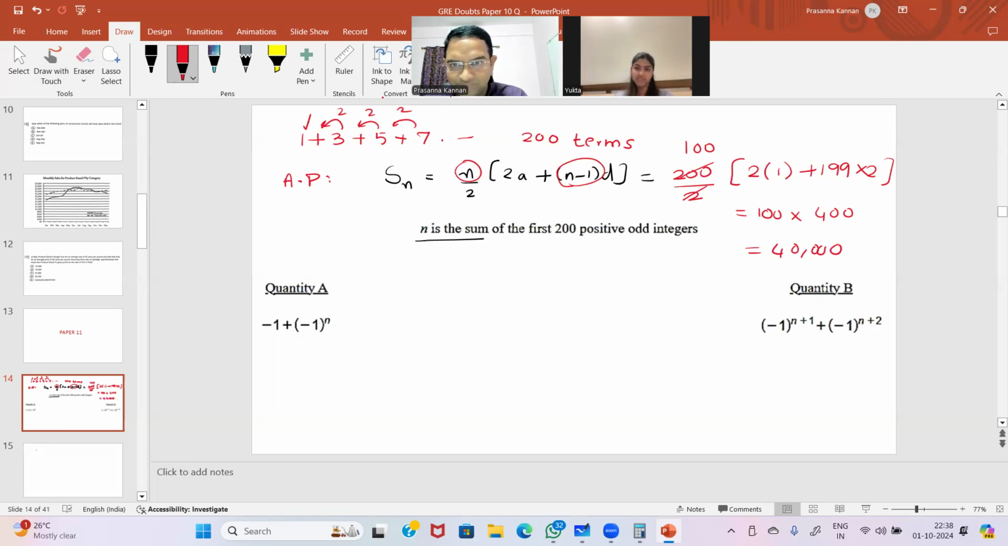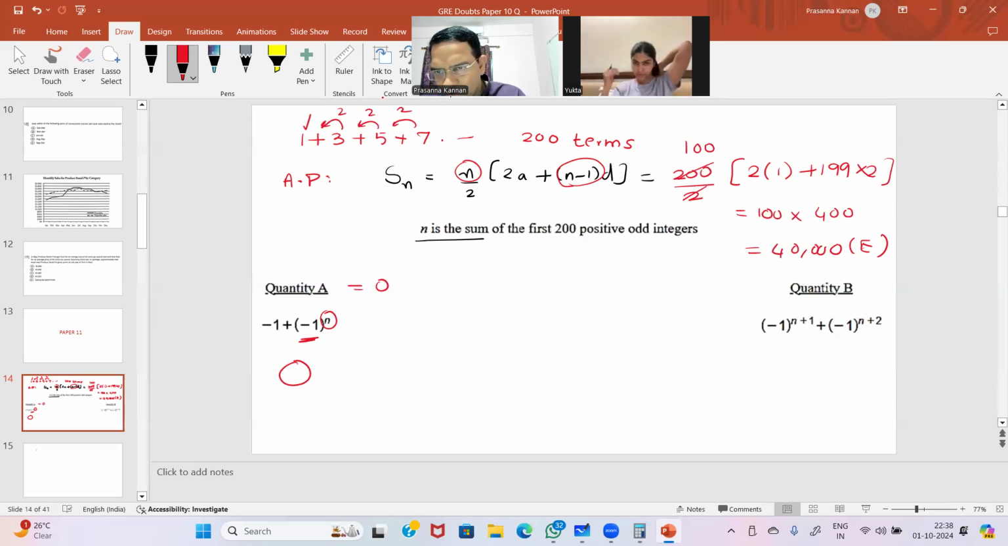40,000, correct? So 40,000 is an even number, right? And the moment you find it is even, your sum is over, correct? Because when this number is even, then this becomes positive. So minus 1 plus that positive number plus 1 will be 0. So quantity A is 0.